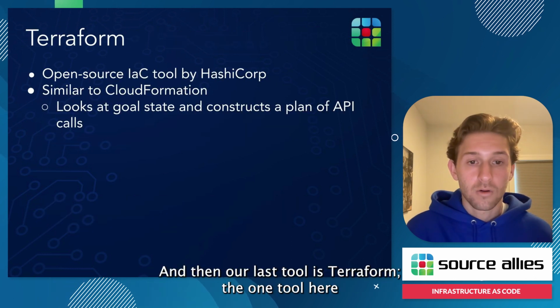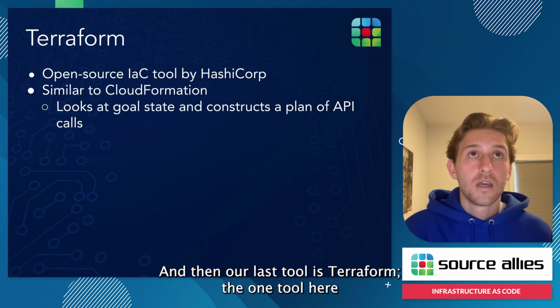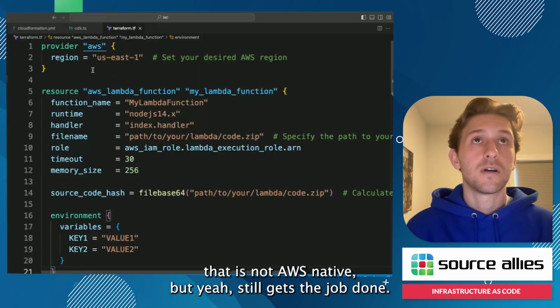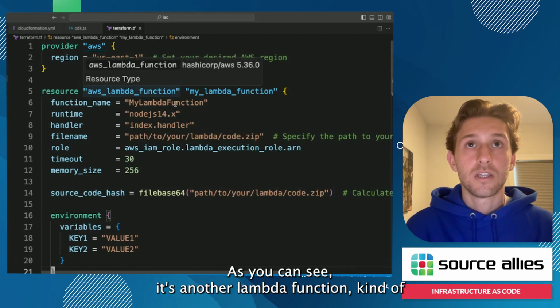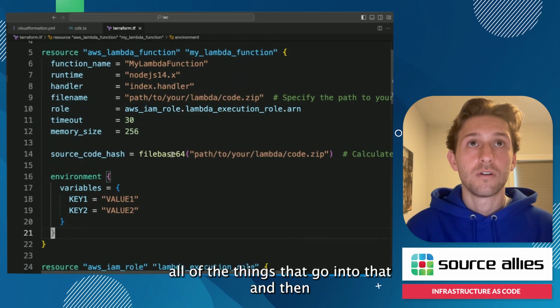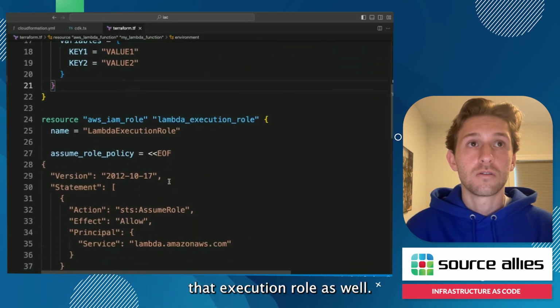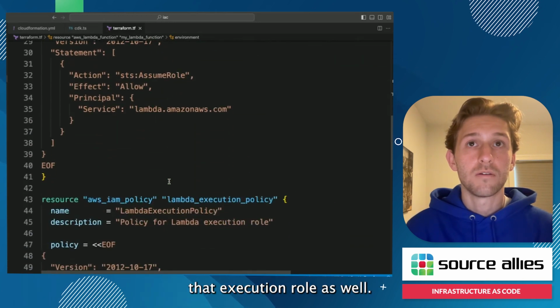And then our last tool is Terraform, the one tool here that is not AWS native. But yeah, still gets the job done. As you can see, it's another Lambda function, kind of all of the things that go into that, and then that execution role as well.